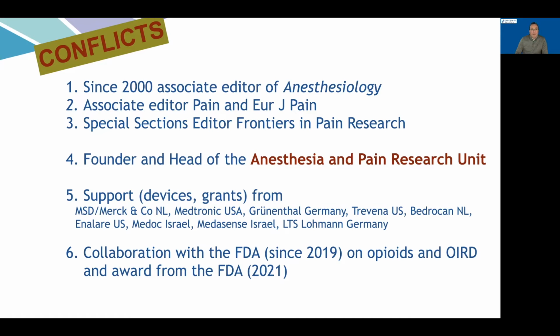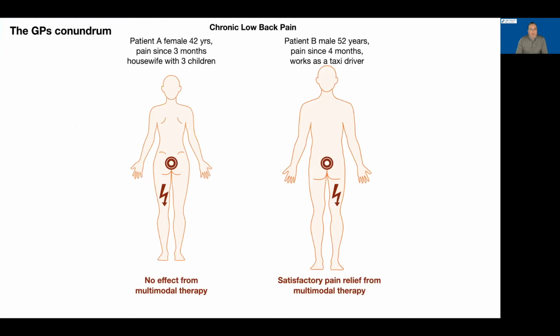So let's now start with 2 patients. Here you see on the left a female patient who has had lower back pain for 3 months. She's a housewife with 3 children. On the right side, you see a more or less similar patient. It's a male. He also has lower back pain, for 4 months, and he works as a taxi driver. The intensity of the pain is more or less the same on the NRS. It depends a little on the time of the day. It is around 4, and in some instances even 6 or 8 on a scale of 0 to 10.